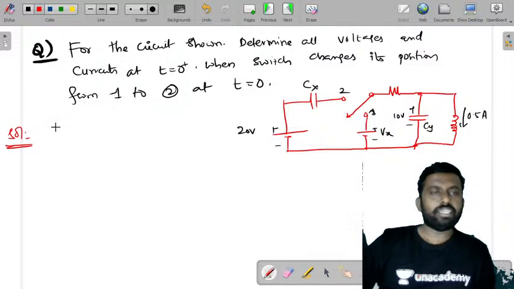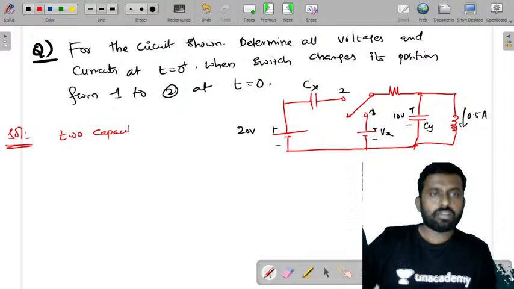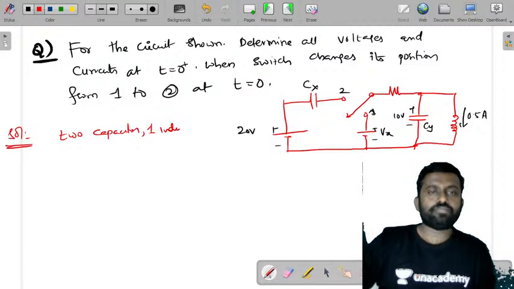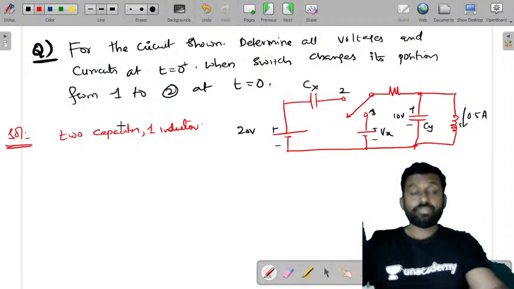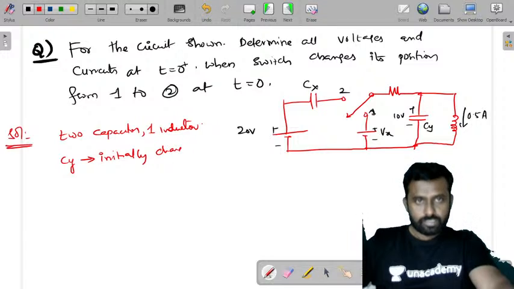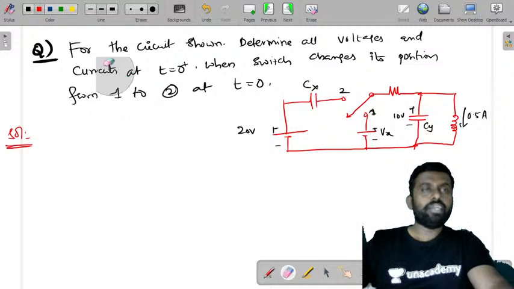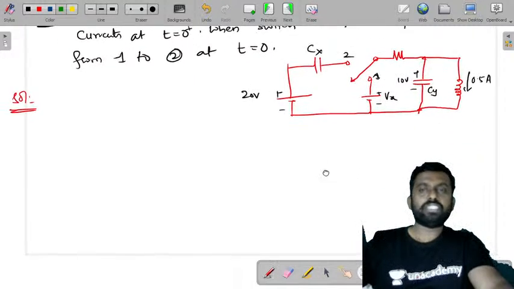Now it's very important to understand this. The question given here has two capacitors and one inductor. Also, Cy is initially charged before it is moved to 2. Now first try to draw this at t0 minus and t0 plus, then you will be able to understand that very clearly.